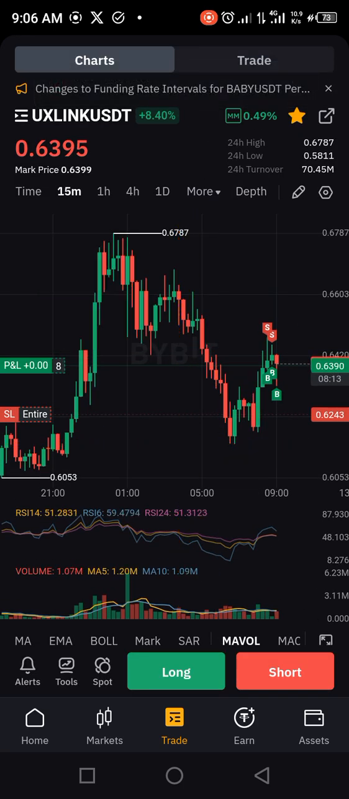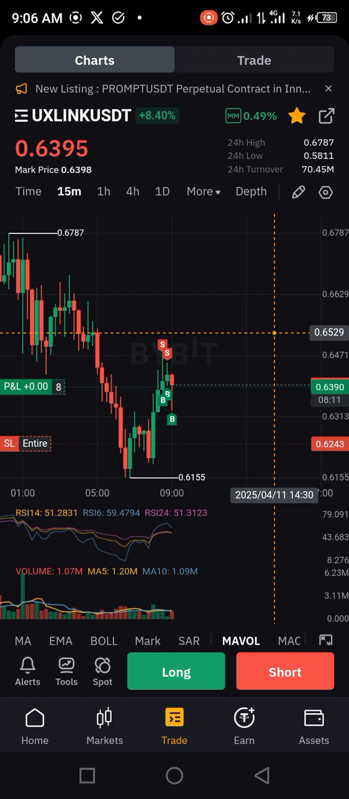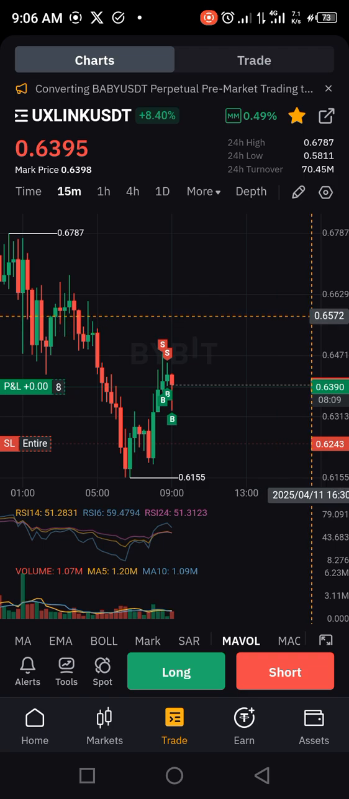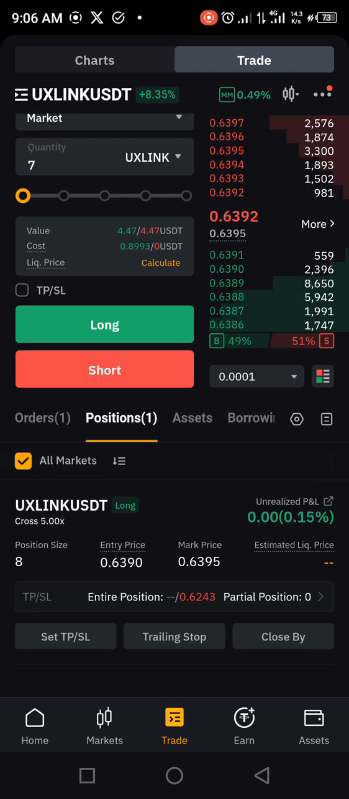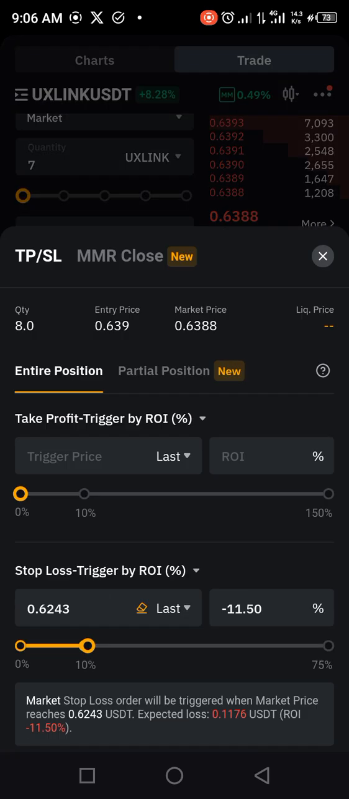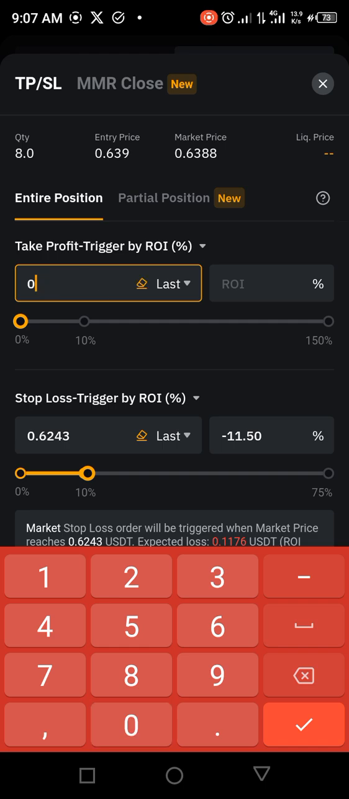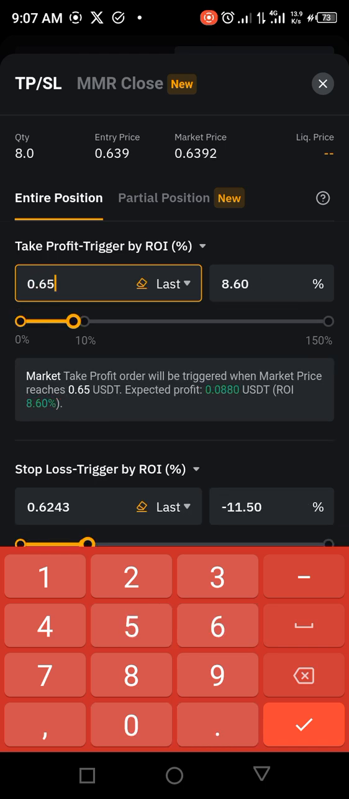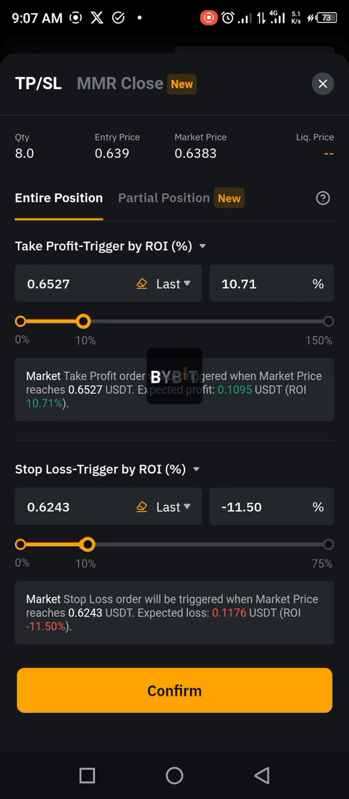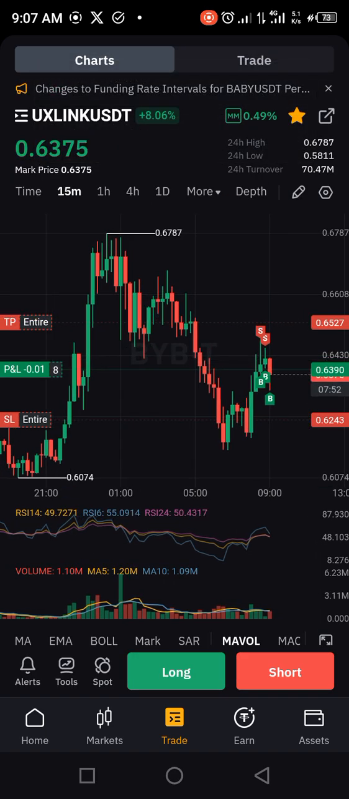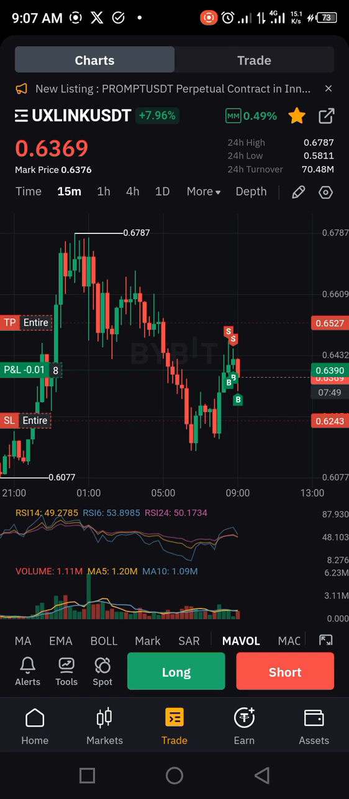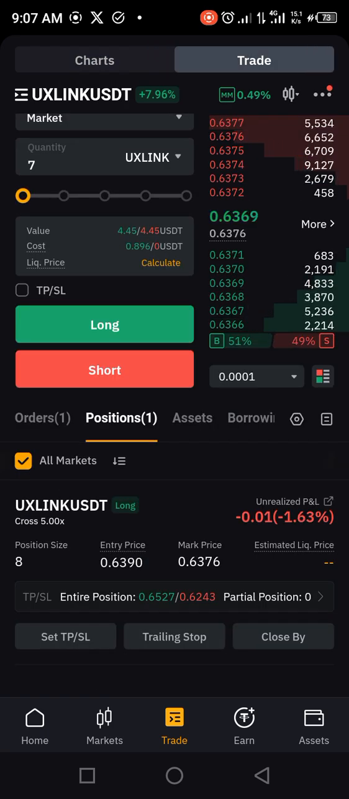And also, you say, okay, maybe you want to put your take profit at this zone right here at 0.6572. Come to here where you can see set TP/SL. You click it and you set 0.6527, right? That means if price comes there, it will trigger it and it will close by itself, right? Now, this is how to take the trade on market.